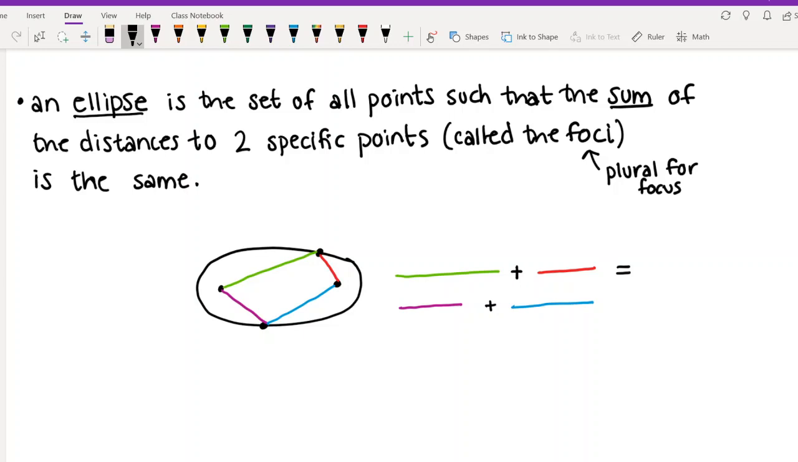So it's not that every point is the same distance from a point. It's that if you compare that point with these two special points and add up the distances to those special points, you're going to get the same result regardless of what point you pick on the ellipse. So these two points here are what are called the foci.